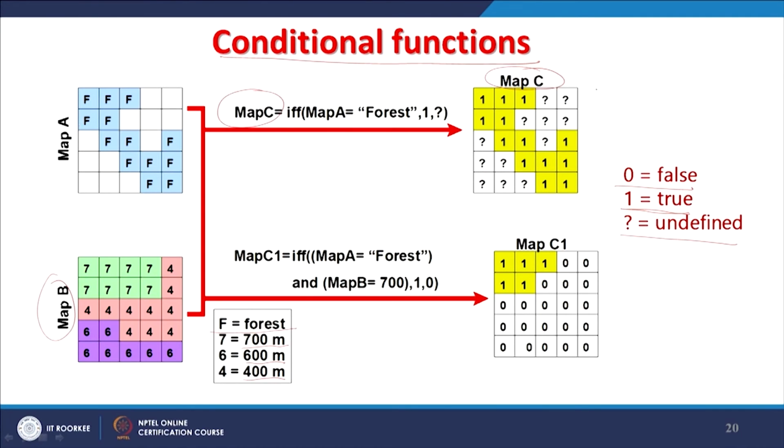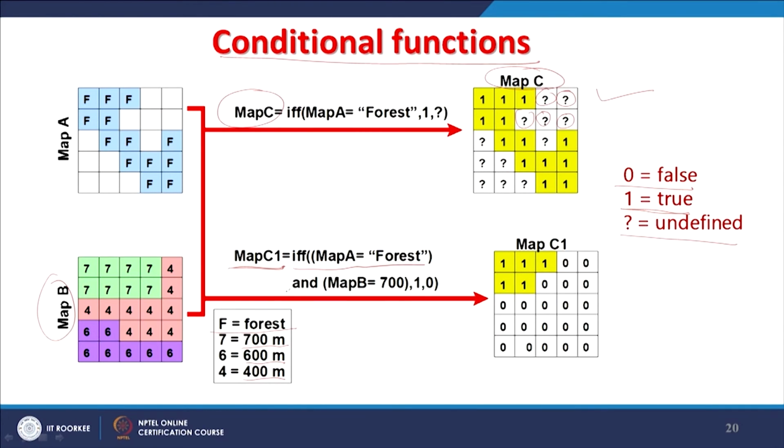So, my output map will have unidentified areas where things are like this, and otherwise everywhere it will be 1. So, F basically has got converted into 1 or a true value. Now, in another example, the condition is that for map C1 output, if map A equals forest, same condition as in the above example.